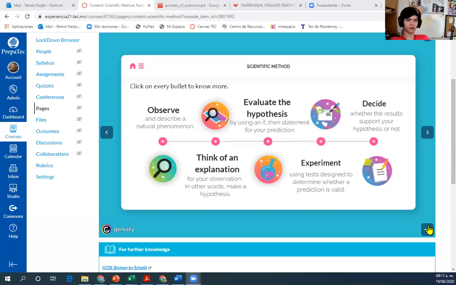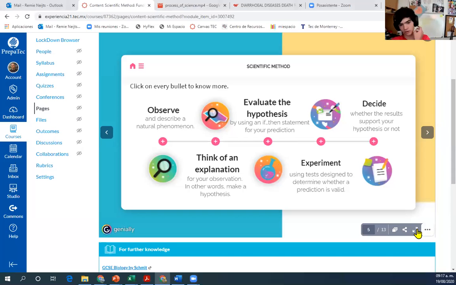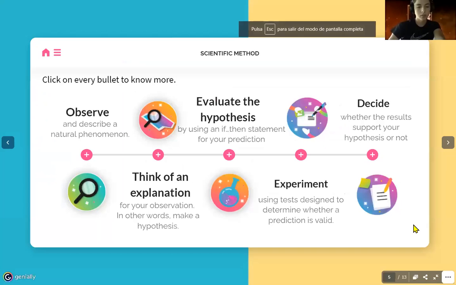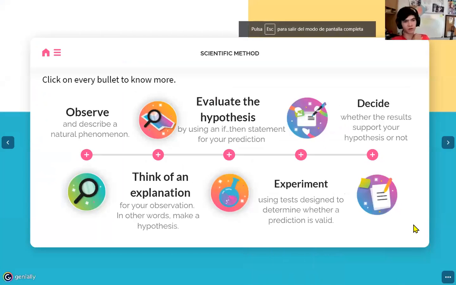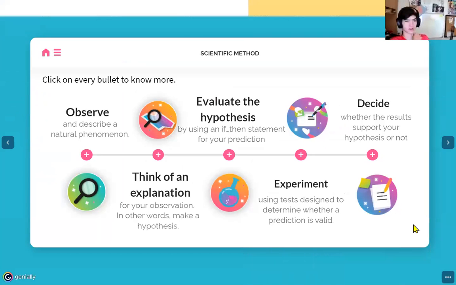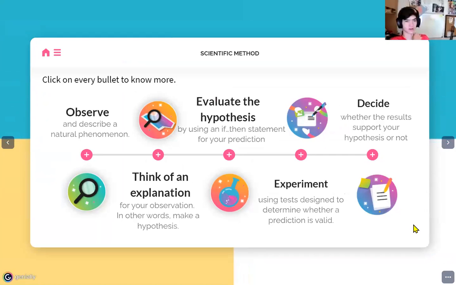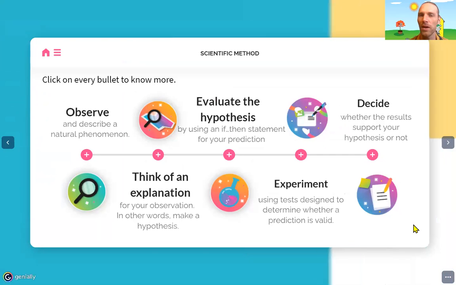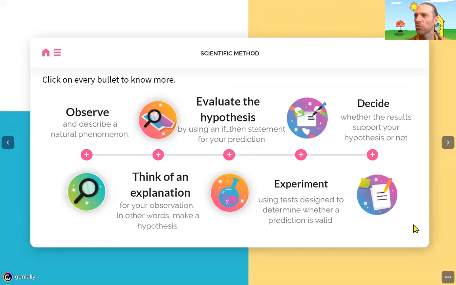He saw the cholera and he was like, how can we fix this, or what's causing this? Okay, very good, Santiago. So the first thing that he did, he observed. He saw there were cholera cases in London.